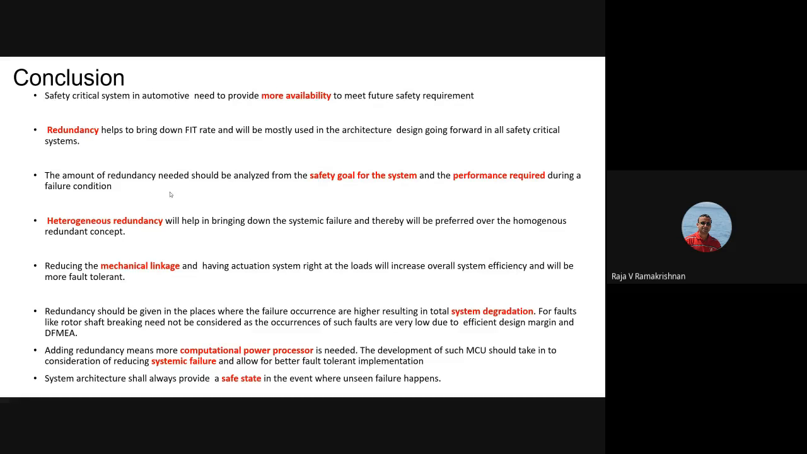Adding redundancy means more computational power in the processor is needed, and the development of the MCU should take into consideration reducing the systemic failure. So we need to make sure our processor power is good, there are dual cores, and the systemic failure doesn't happen. System architecture shall provide a safe state in the event of such an unseen failure. Even if a failure happens, we need to make sure there's a safe way for the driver to at least move to the side of the road and stop the vehicle. So we need to make sure such architectures are provided.